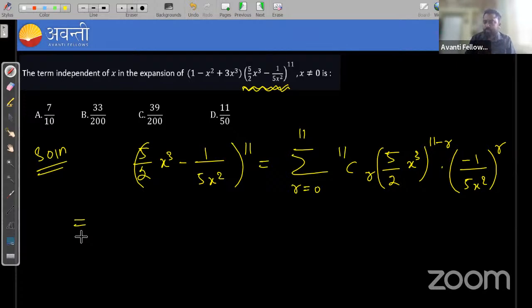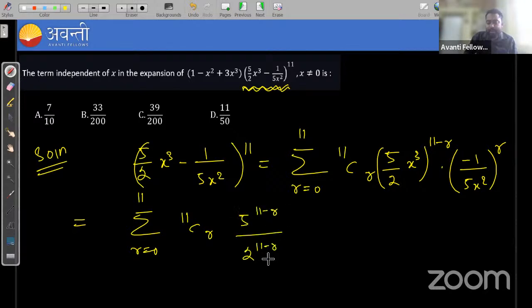Let's do a little more simplification. Summation r is equal to 0 to 11, 11Cr. We can write this as 5 to the power 11 minus r upon 2 to the power 11 minus r, and this x cube. What we are doing first, we need to find the term independent of x. So we need to first separate all the constant terms. So what are the constant terms?